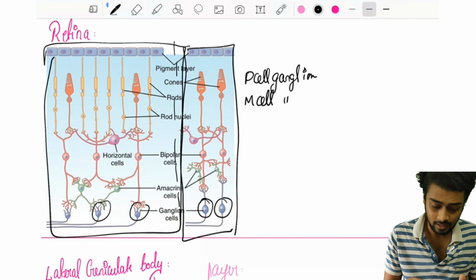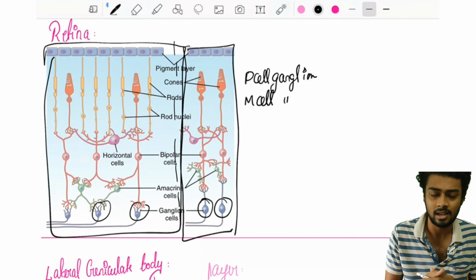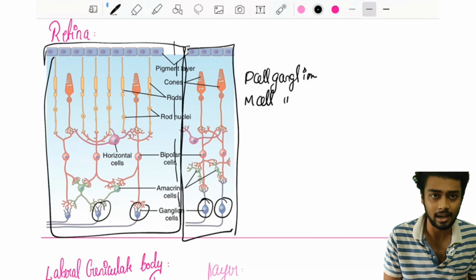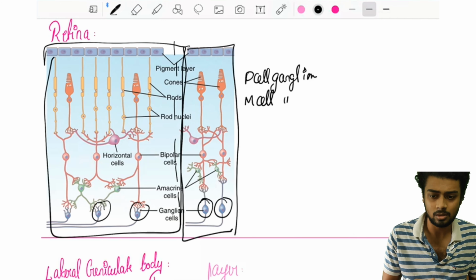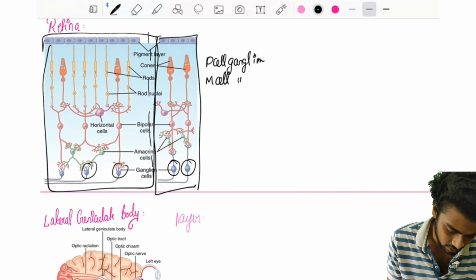Central retina contains only the cones. Okay, and you know the peripheral retina has various number of layers. The central retina contains only 3 layers, guys: the cones, the amacrine cells and the ganglionic cells. So the visual acuity in central retina is higher when compared to the peripheral retina. Okay, this is the retinal structure.